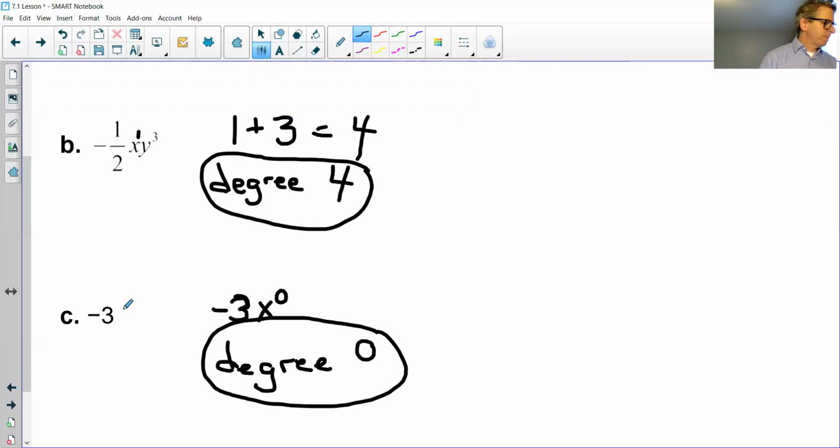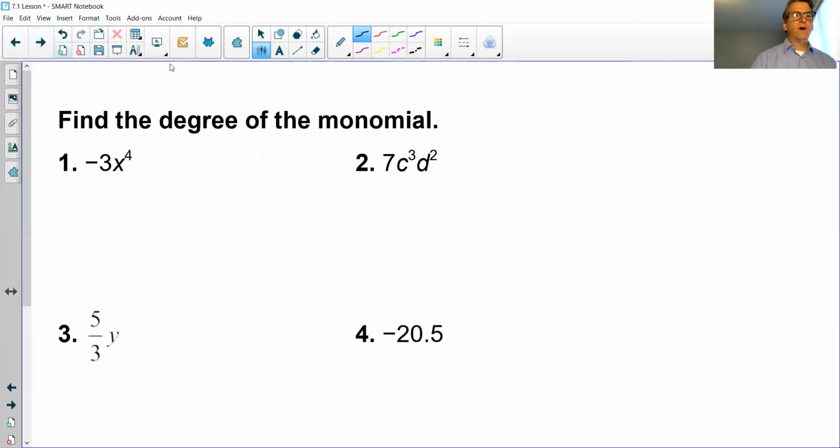Here we've got some on your owns now. Four on your owns. Find the degree of the monomial. Let's go through this pretty quickly. Number 1, you've got -3 x to the 4th. You see that 4? That means the degree is 4.